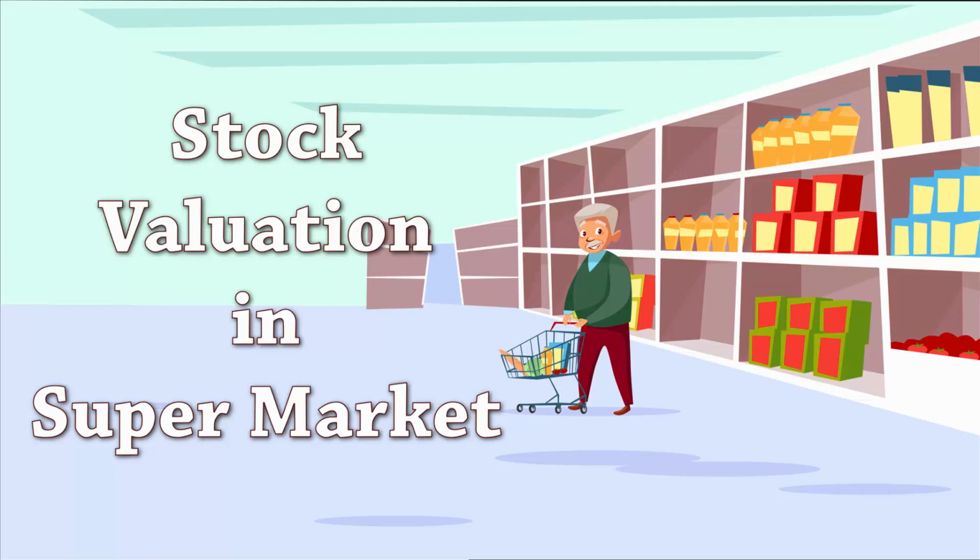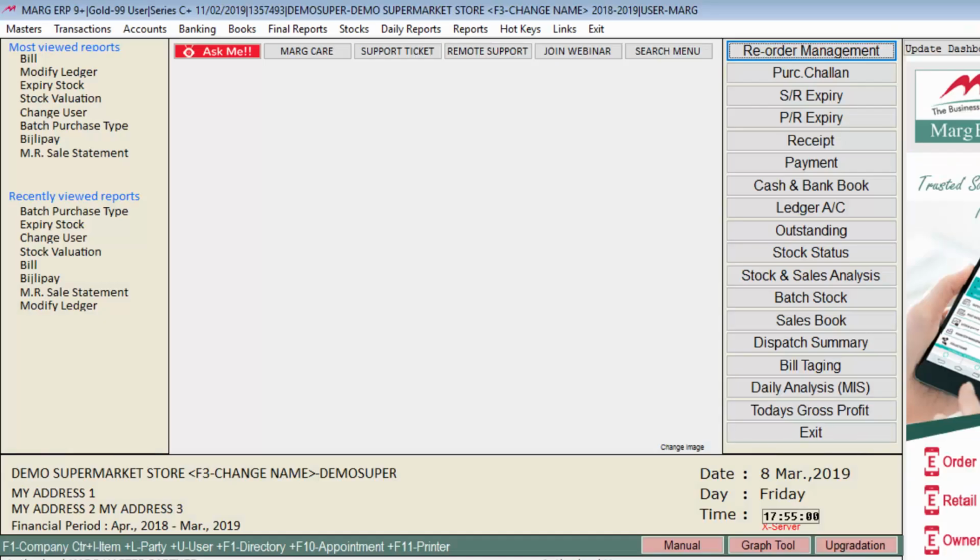In Marg ERP software, with the use of the stock valuation report, we can view the stock in hand and the present value of the stock. The stock valuation report is generated in two methods, that is on average rate and master basis. We can choose to value the stock in both of these methods. Now let's see the process in the software.